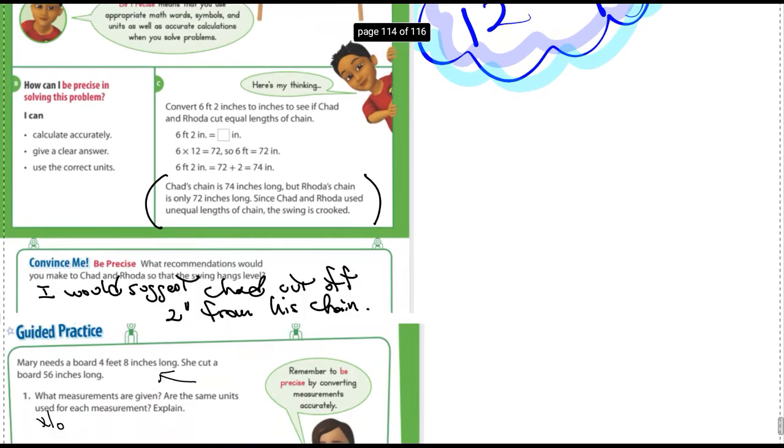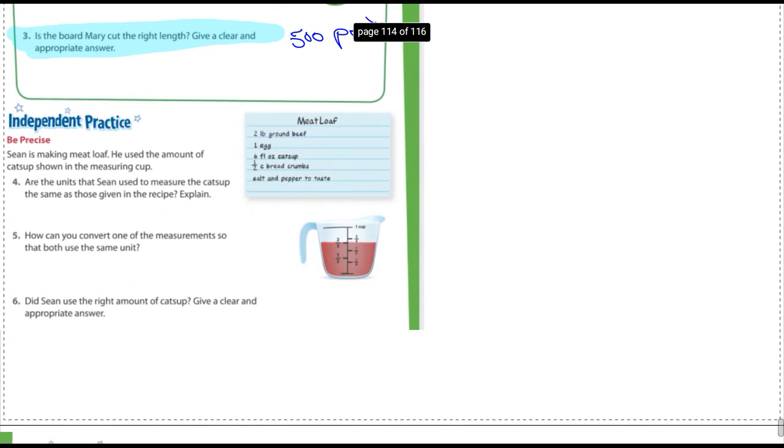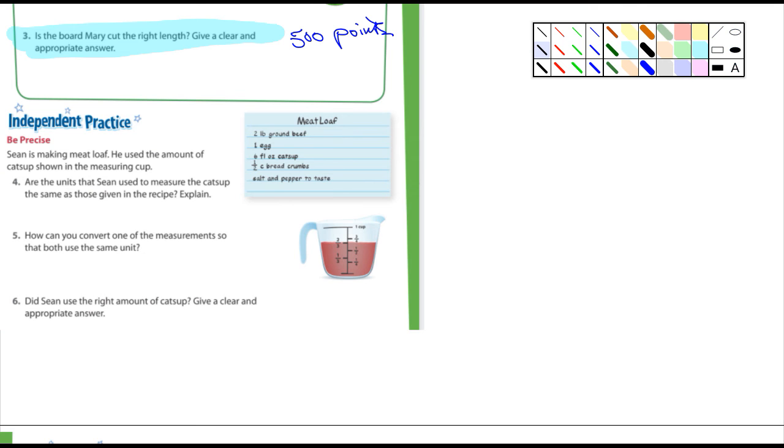All right, let's drop down a little bit further here. Independent practice. Looks like Shawn is making a meatloaf. Gosh, I love meatloaf. He used the amount of ketchup shown in the measuring cup. Okay, so here's the measuring cup. Looks like he used 2/3 of a cup there. And it says, are the units that Shawn used to measure the ketchup the same as those given in the recipe? So here's the recipe, all right?